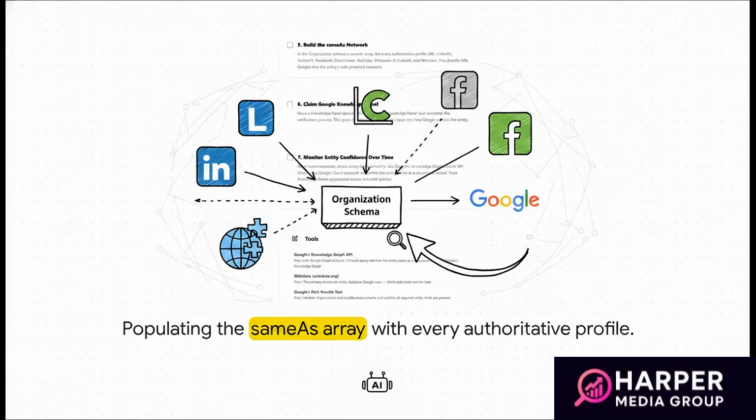Now, a really fascinating pro tip to point out here relates to your schema, specifically populating the same as array. A lot of people implement organization schema but leave that same as field practically empty. No way. You need to populate it with every single authoritative profile you have: LinkedIn, Crunchbase, Wikipedia, all your social channels. This directly tells Google exactly how your web presence connects, and it dramatically accelerates your recognition.